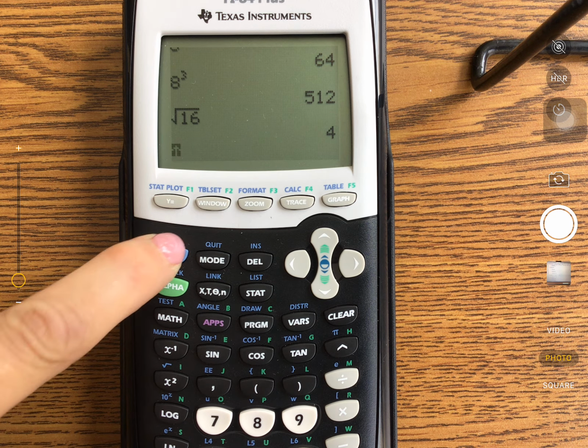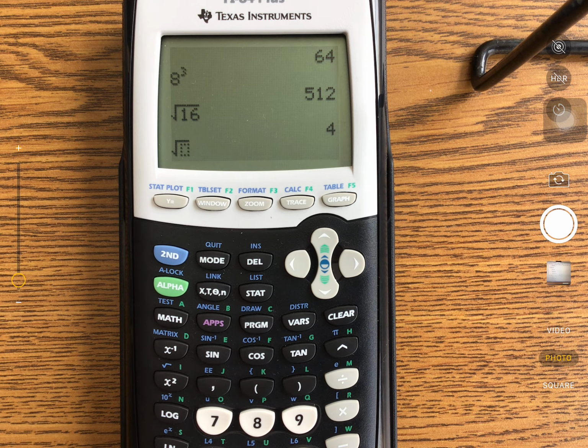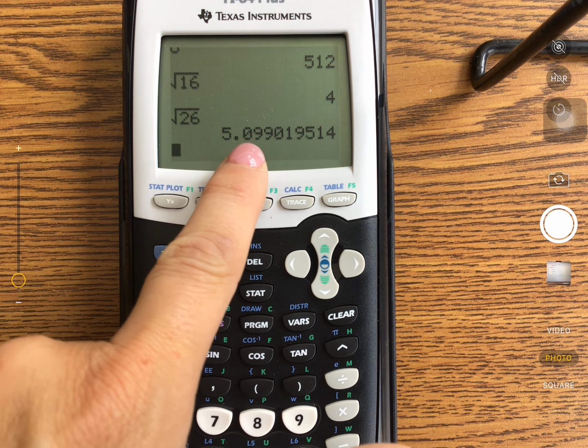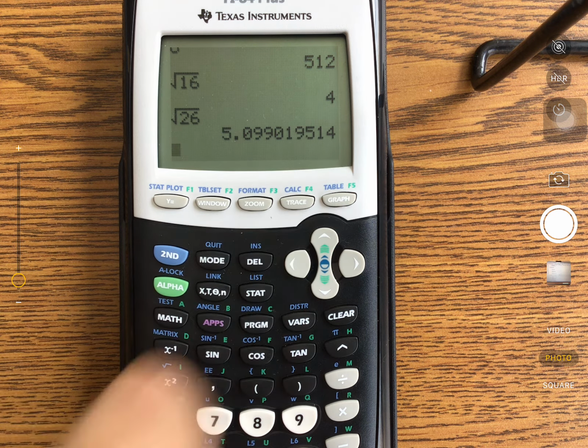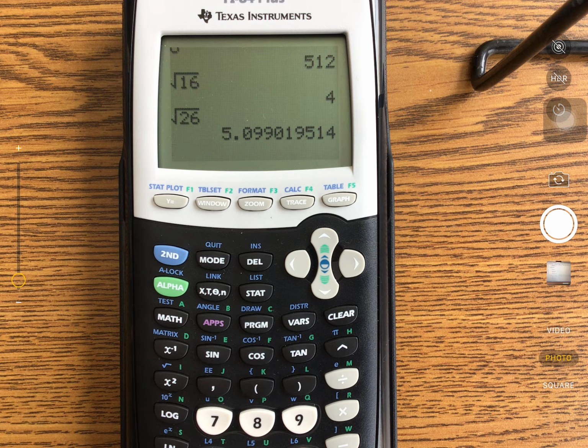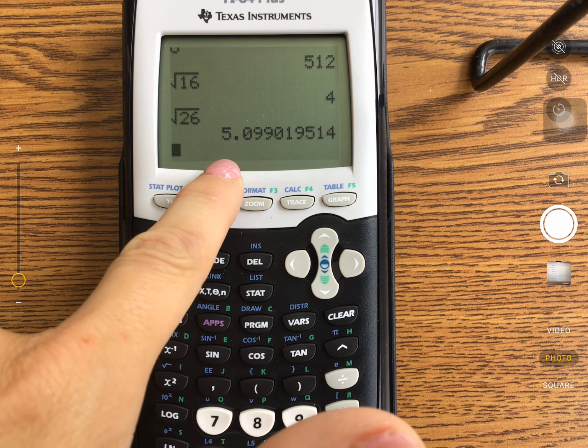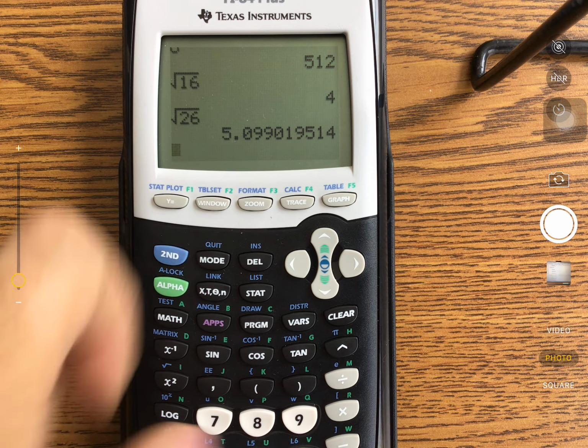If I wasn't sure if it was a perfect square, like some of the ones we just worked with, I could do second square root symbol. Let's say the one we did was 26. I know it's not a perfect square. I know it's pretty close to 5. It's going to give me this, and it just continues to go on. So this is an irrational number because it keeps going, and we can see it's close to 5. So that's why we know it's not a perfect square.